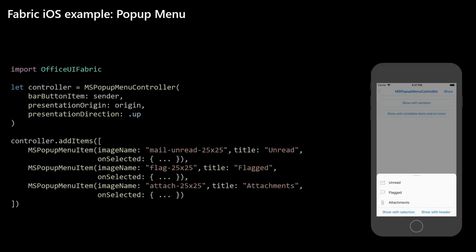It's super simple. All you need to do is import the Fabric library to your Swift app, set up and populate a controller for the Popup Menu, and call present to render it in your app. Pretty easy, right? So you'll notice here that we make sure to follow the coding conventions for iOS. So if you've written an app with Swift, this should feel right at home to you.